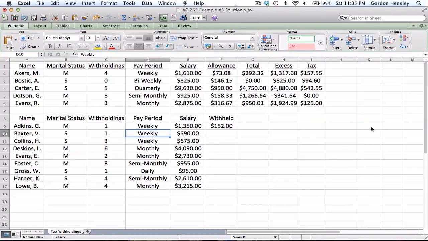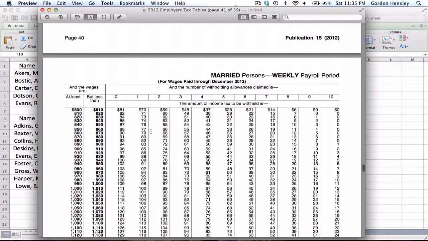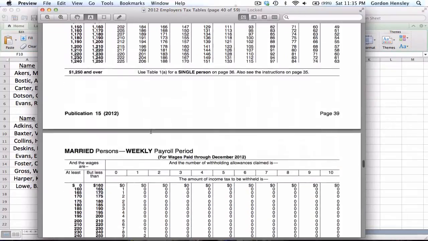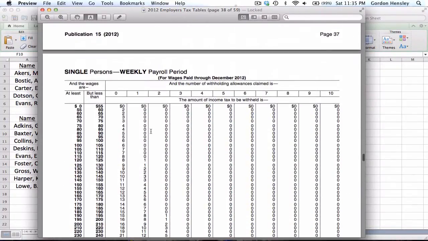So this next person, single weekly, one withholding allowance, income of $590. So I've got to find the single weekly table. Well, that was back up there at the very beginning, back up there on page 38. That's where the single weekly table began. And again, this person has one withholding, so I'm wanting that second column, which is under one withholding.